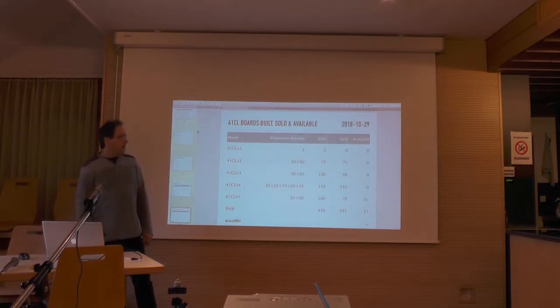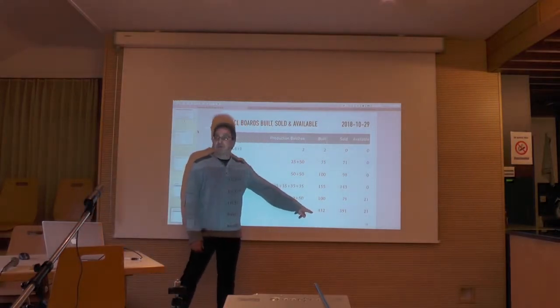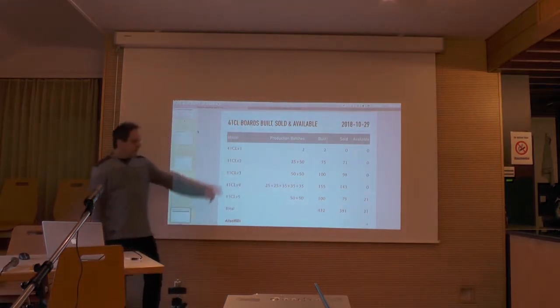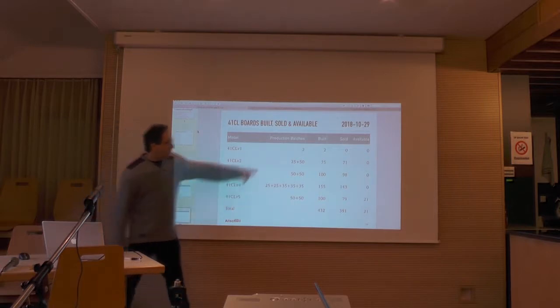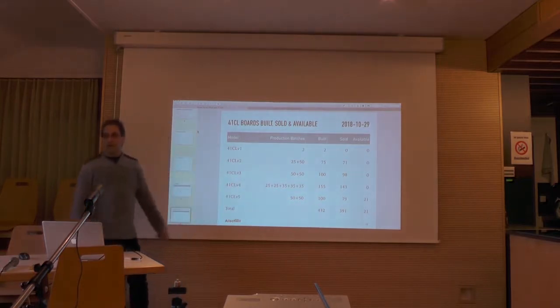Okay, how many were sold? Now Monte has gracefully given me the acceptance to publish his sales volumes. So you got a total of 432 boards made and 391 sold. That means that he has 21 left of the V5. And this is the batch he's making each time, so the current one is the second batch of 50.